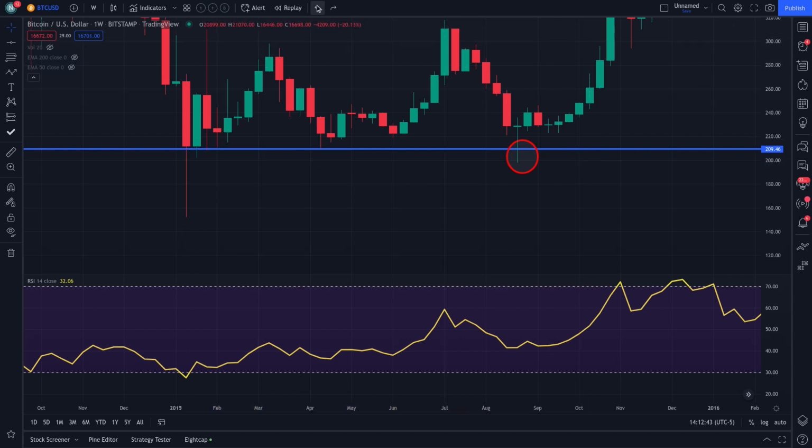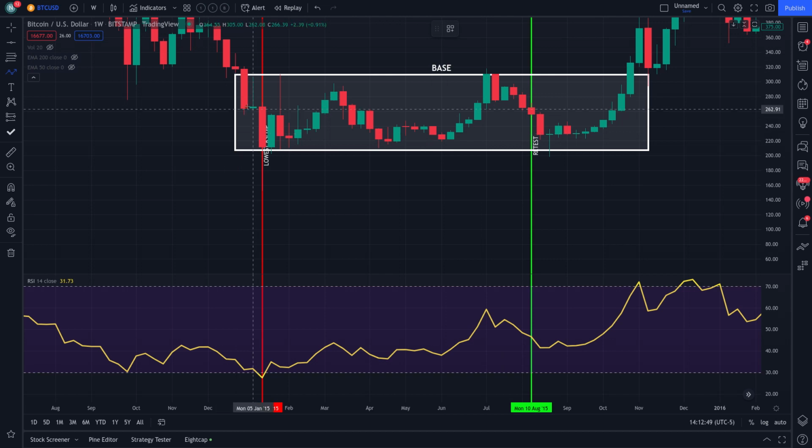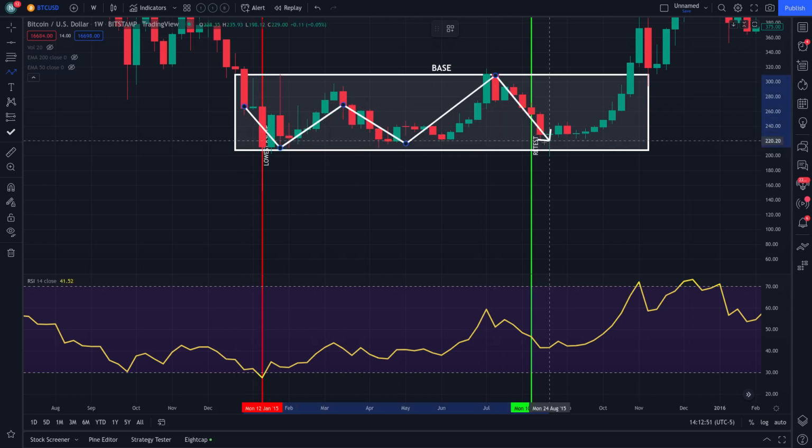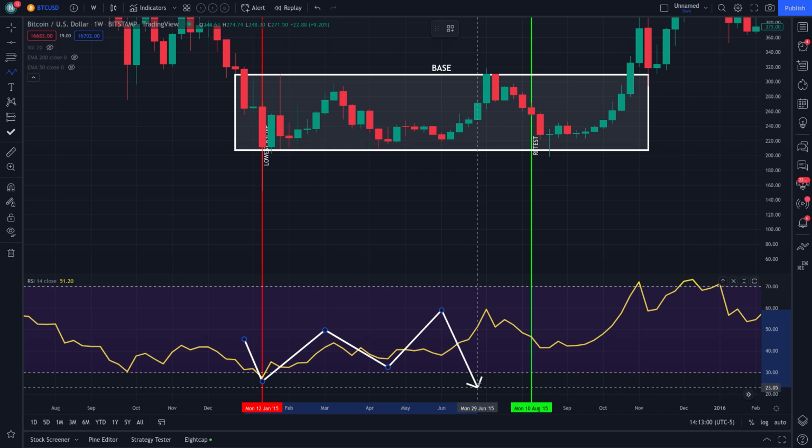All right, we're going to move on. That's my whole setup here, guys. Lowest point on the RSI, base, retest, move higher. RSI walks up the stairs, no double dipping below the 30 level, rip to the upside.